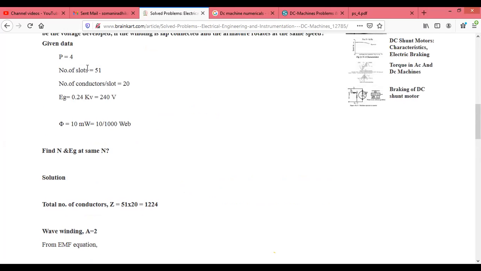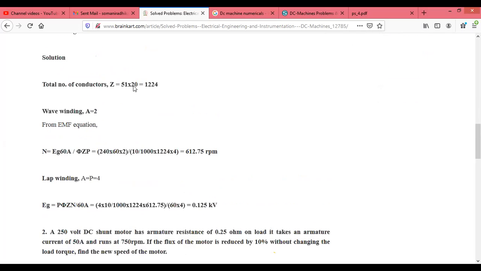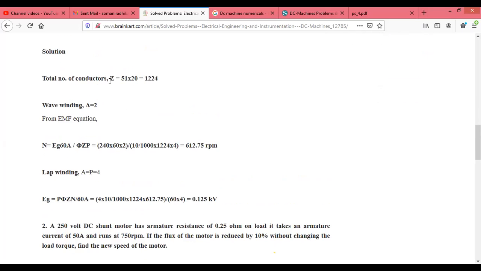If you are solving here, they have given the number of slots and the number of conductors per slot. So you can derive the value of Z here. If you solve, you will get 1224. So what I have done is I have written 1224 into N.